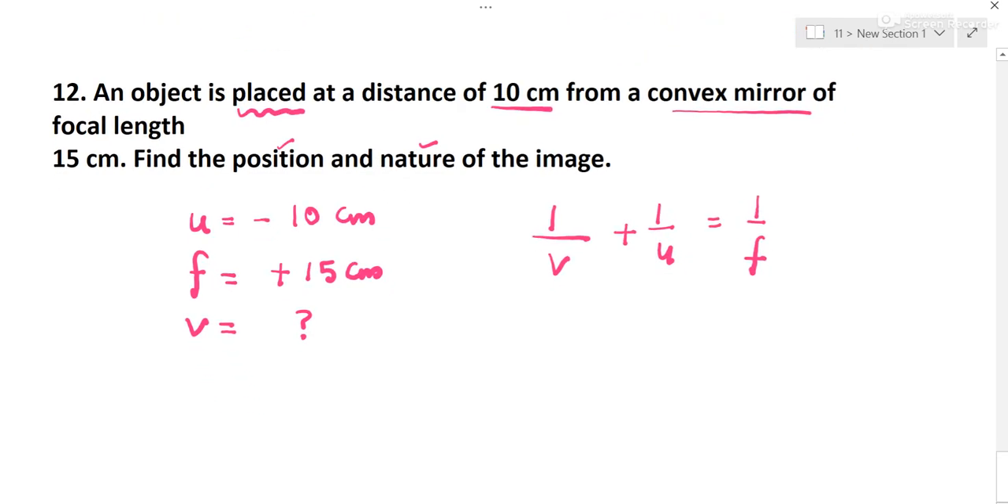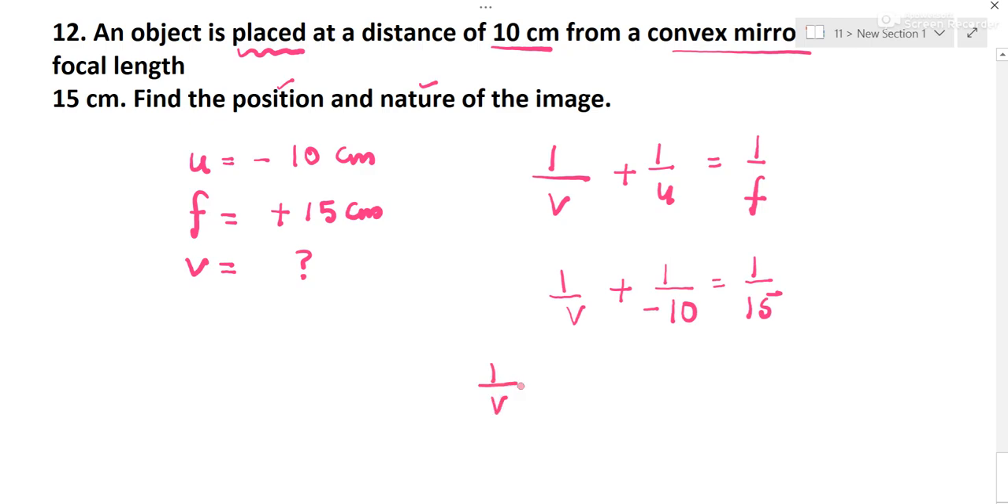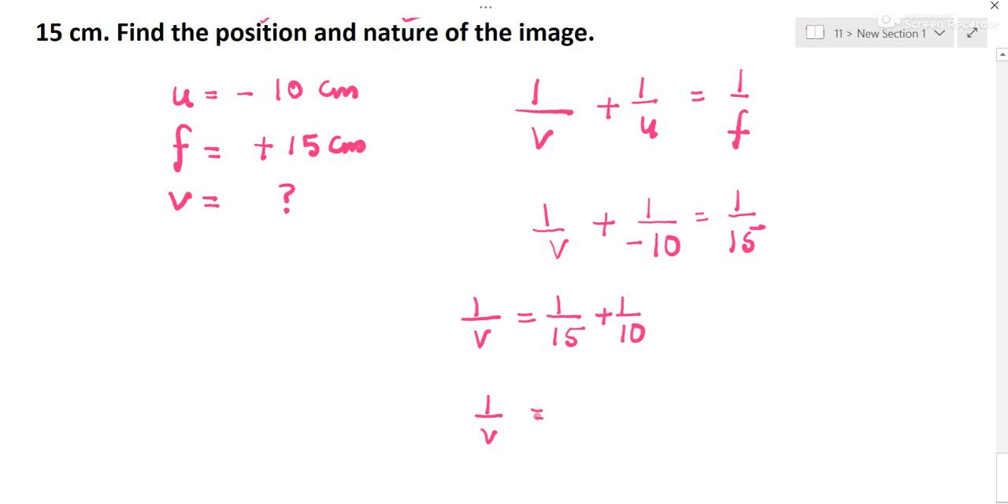So we can substitute. We have to find out v, sorry. So 1 by minus 10 is equal to 1 by 15. So 1 by v will be equal to 1 by 15 plus 1 by 10. You can take the LCM whichever way you wish. I have taken this way: 25 by 150. So it's 1 by 6. So v is 6.